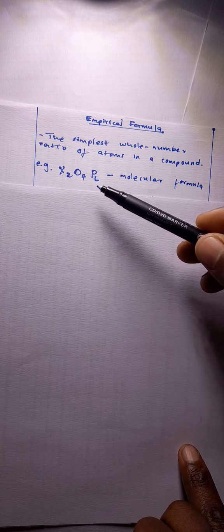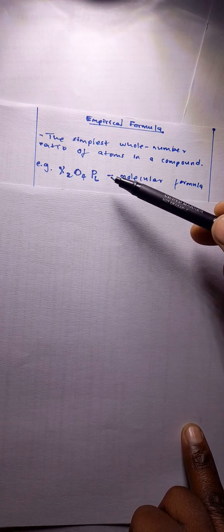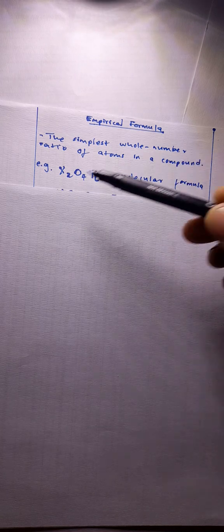All right. So we are going to look at the empirical formula, which is the simplest whole number ratio of atoms in a compound. It might sound tricky, but it's not. Just look at the following example. We say it's compound X2O4P6. This is what we call a molecular formula, where it indicates the total number of atoms of each atom in a compound.